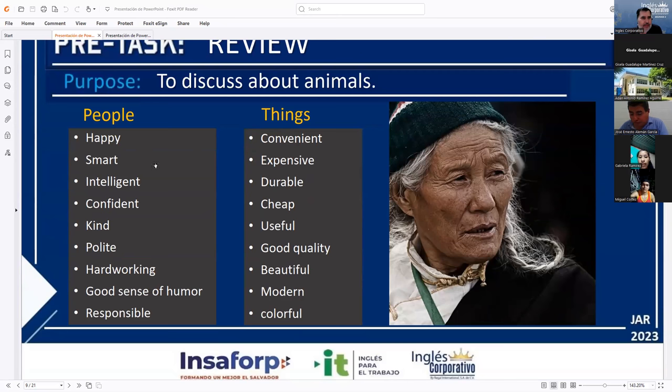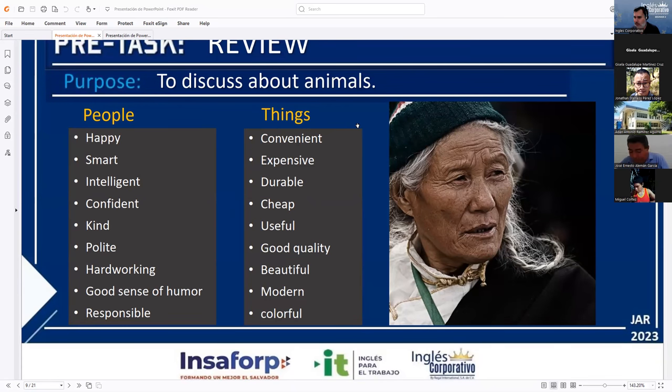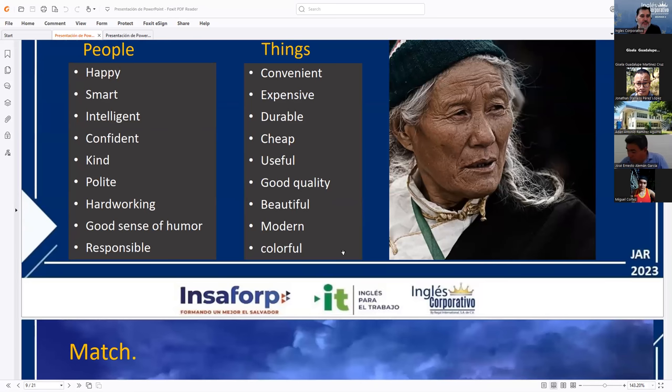Let's see. Happy, smart, intelligent, confident, kind, polite, hardworking, with a good sense of humor, responsible, convenient, expensive, durable, cheap, useful, good quality, beautiful, modern, colorful. Do you have questions about the adjectives? No questions for the moment. Okay, excellent.